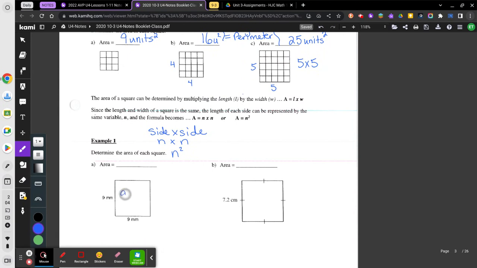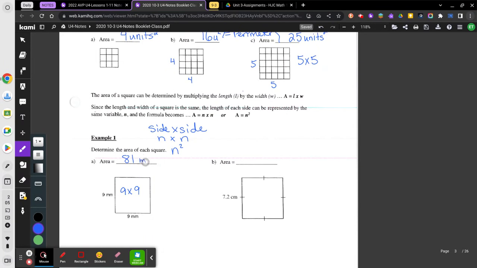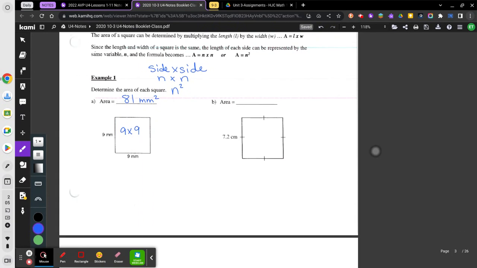So on this one, I would go 9 times 9. That's going to give me 81. And now you put your units. So I've got millimeters squared. Okay, 9 times 9, I get 81 millimeters squared.